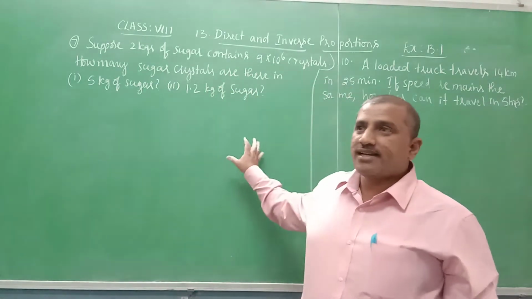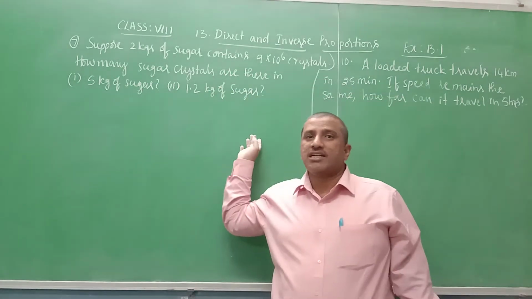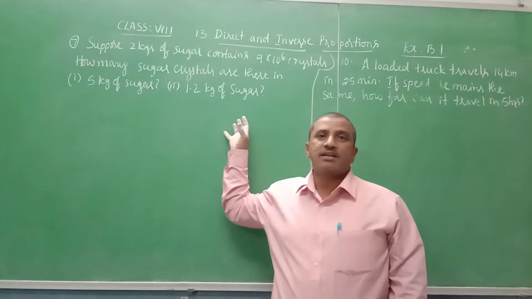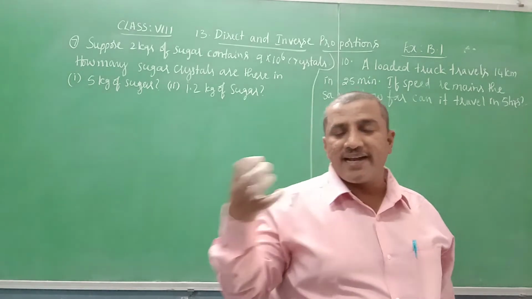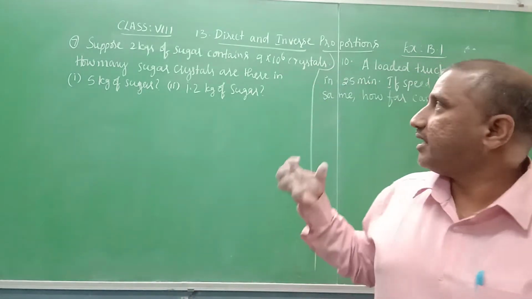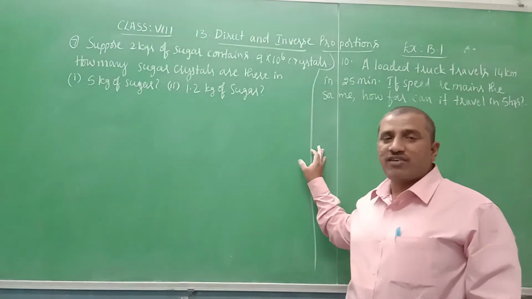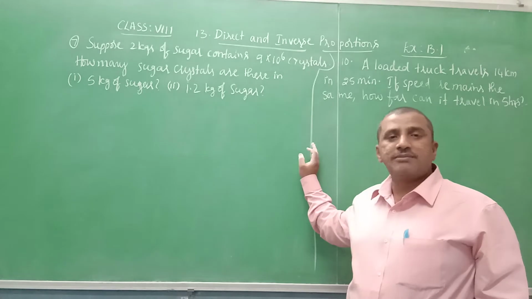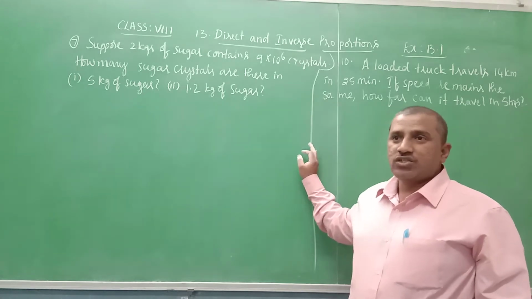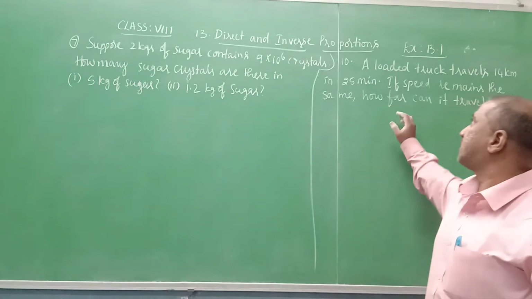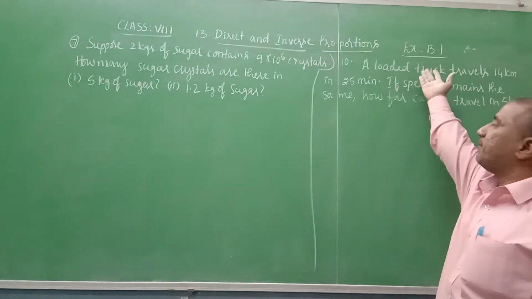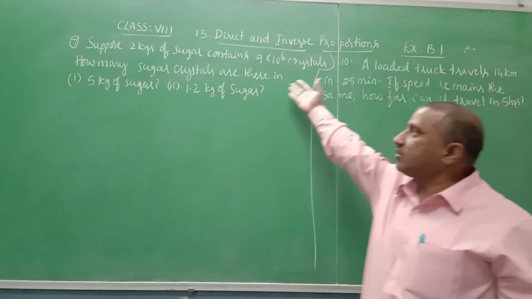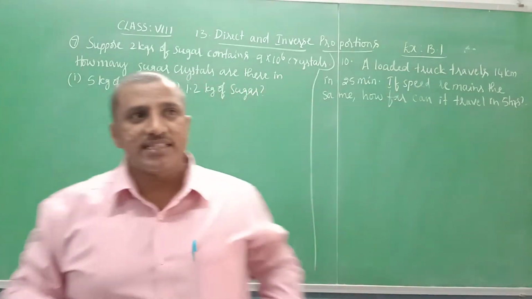So in the previous class, I introduced the topic of direct proportion and inverse proportion, and we discussed the conditions under which we can find direct proportion and how to solve the problems related to that. Today we will continue the same concept of direct proportion. Two more sums from exercise number 13.1, question number 7 and 10, we will discuss now.